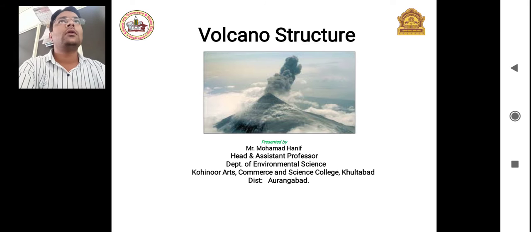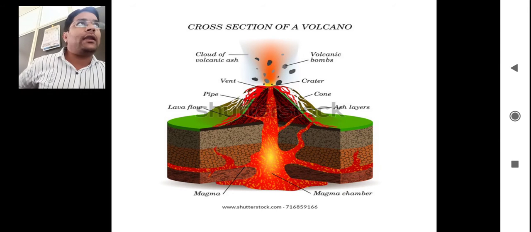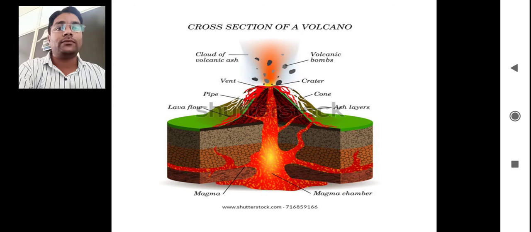Here I am going to explain in short what is volcano. The volcano is a natural calamity, and the term volcano refers to an opening on the earth's surface from where lava, gases, ash, and rock fragments get erupted.